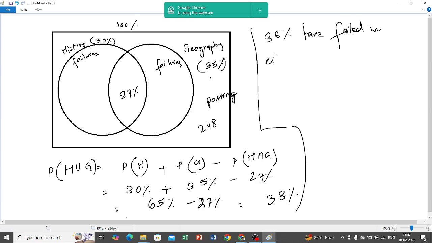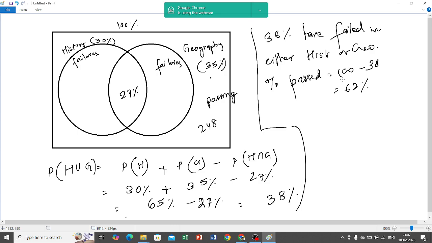So how many people have passed? What is the percentage of people who have passed? 62%. 100 minus 38, that is 62%. So 62% of the total number of people is equal to 248. Find out x, where x is the total number of people who appeared for the examination. Find out the value of x.